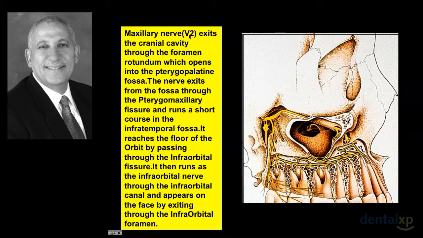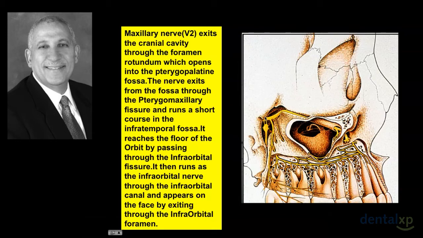The V2 exits through a foramen called the foramen rotundum, and that's a foramen in the middle cranial fossa. The foramen rotundum will take the nerve into a fossa behind the maxilla called the pterygopalatine fossa. Sometimes we call it sphenopalatine, from the sphenoid, because the medial wall is palatine bone. Sphenopalatine fossa or pterygopalatine fossa is the same.